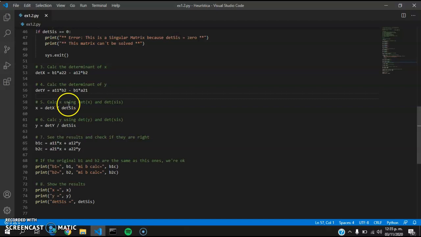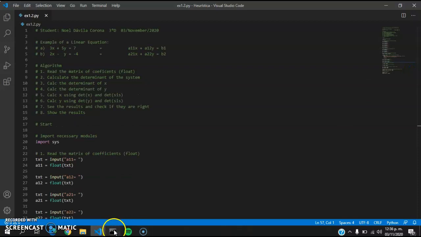Number five, calculate x using determinant x and the determinant of the system. As you can see, here's the formula: x equals determinant x, that is this one, divided by the determinant of the system. And the same with y. And steps seven and eight are just to check if the results are right. It's just to ensure, and we're going to put these formulas to ensure.